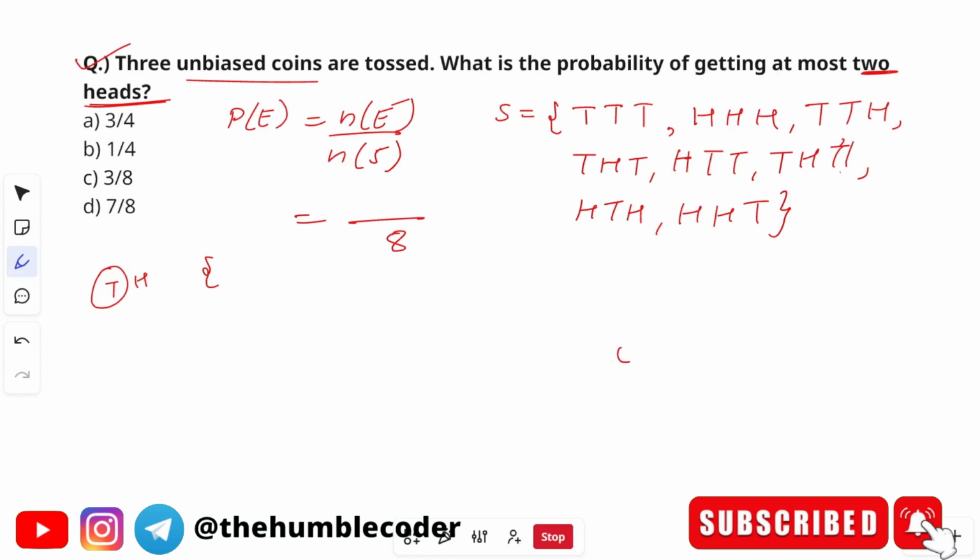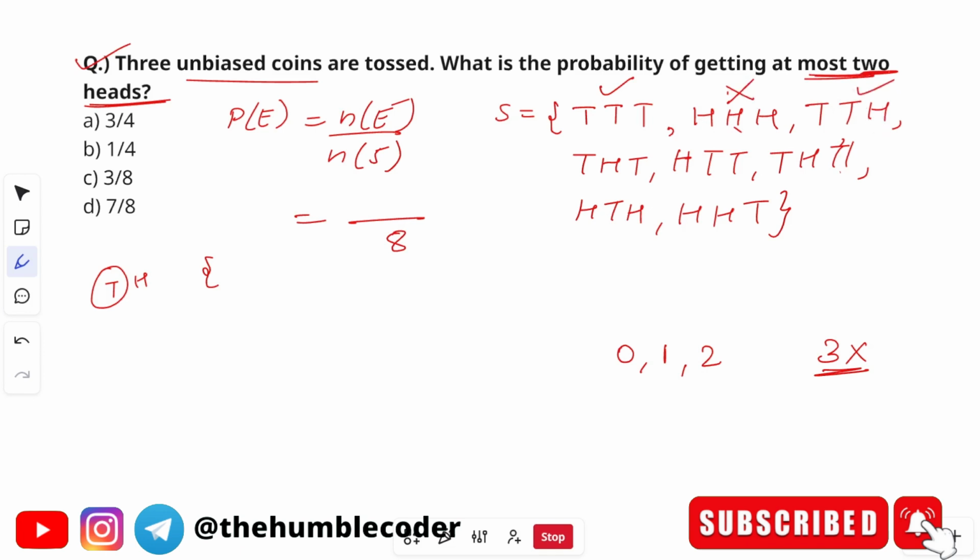At most 2 heads means what? We can have 0 heads, 1, till 2. What we cannot have is 3 heads. So 3 heads is not possible. In this one there is no head, which means we can take this one in the event. Can we take this one? We have 3 heads, but our question says at most 2 heads. So more than 2 heads we cannot take. So we cannot take this one.